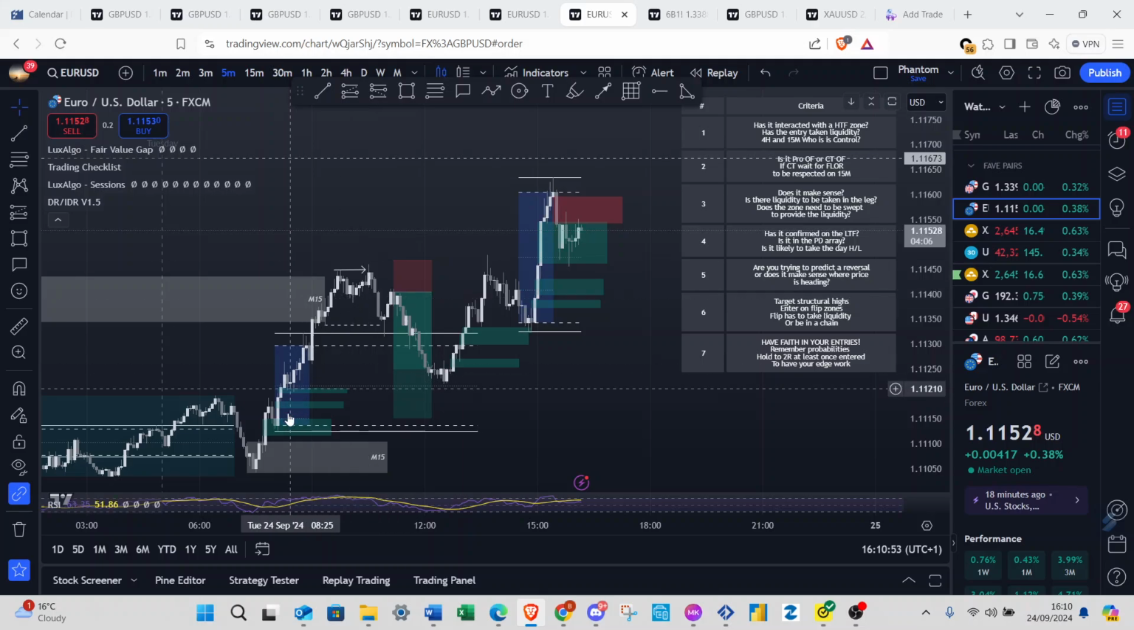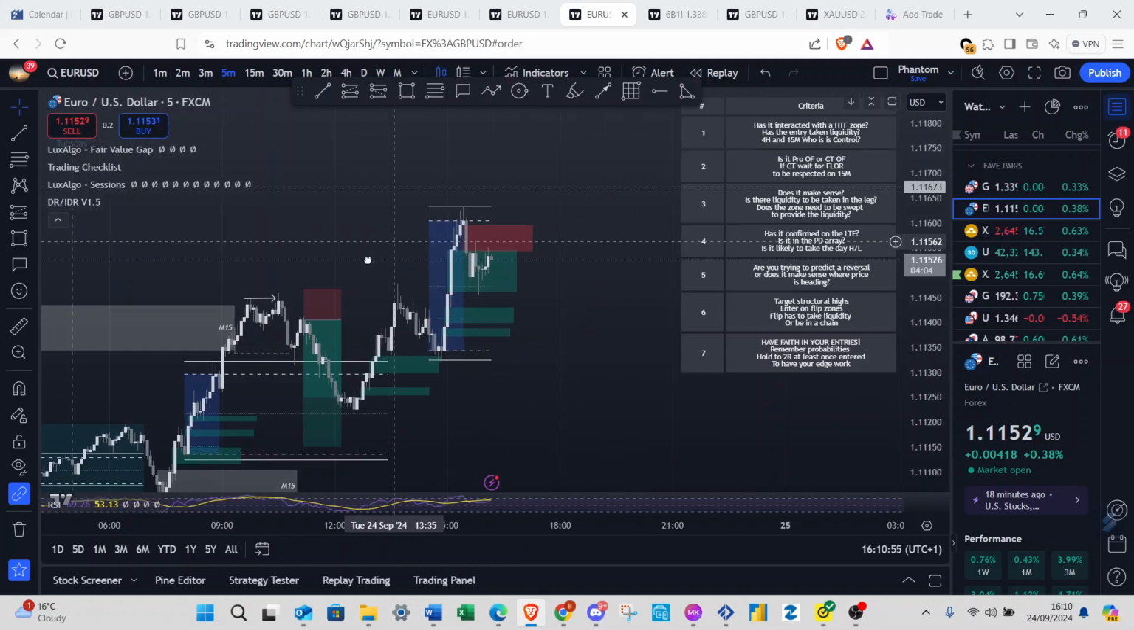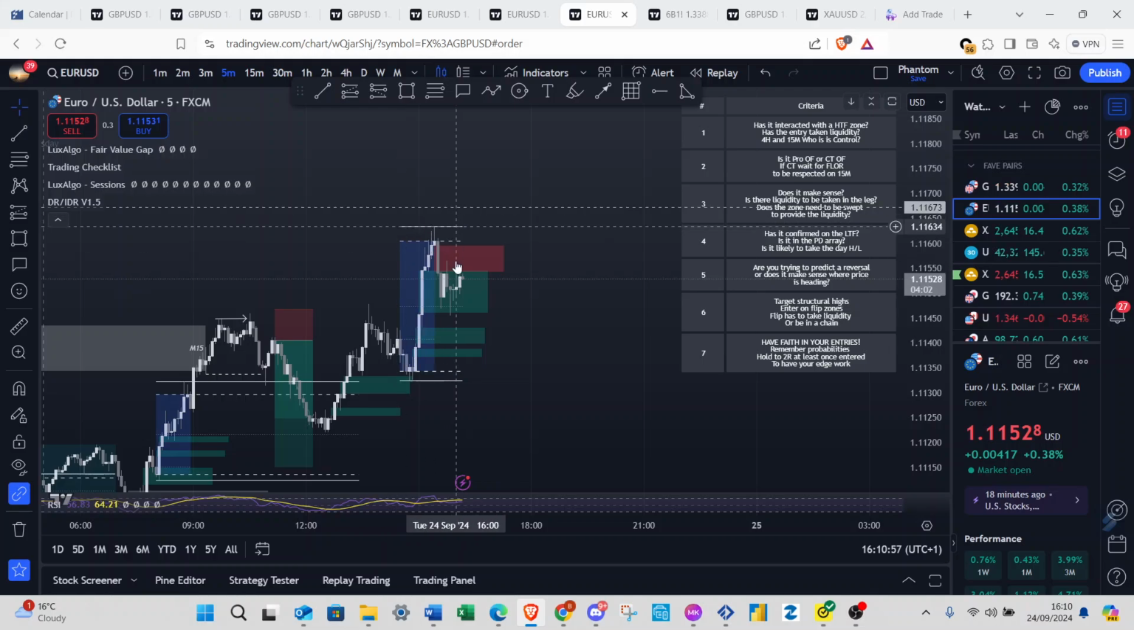Like at the moment, we've got pro order flow. This is bullish order flow. For it to turn counter order flow, I'd want to see it break that and then switch. If it's counter order flow, wait for the floor to be respected on the 15 minutes. Does it make sense? Is there any liquidity in the leg? Does the zone need to be swept to provide the liquidity? You'll learn all about that whenever you learn to trade in Phantom, hopefully.